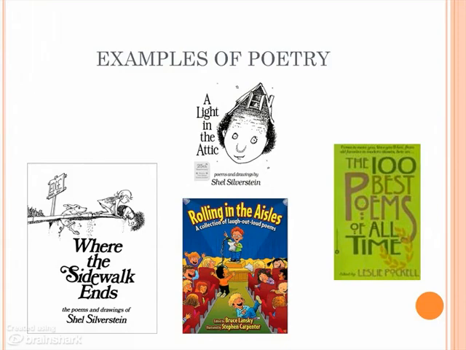Here are some examples of poetry books. Shel Silverstein is a very famous poet. He's written books like Where the Sidewalk Ends and A Light in the Attic, and these are a collection of poems. Rolling in the Aisles is a collection of funny poems, and The 100 Best Poems of All Time is again another poetry anthology or collection of poems.